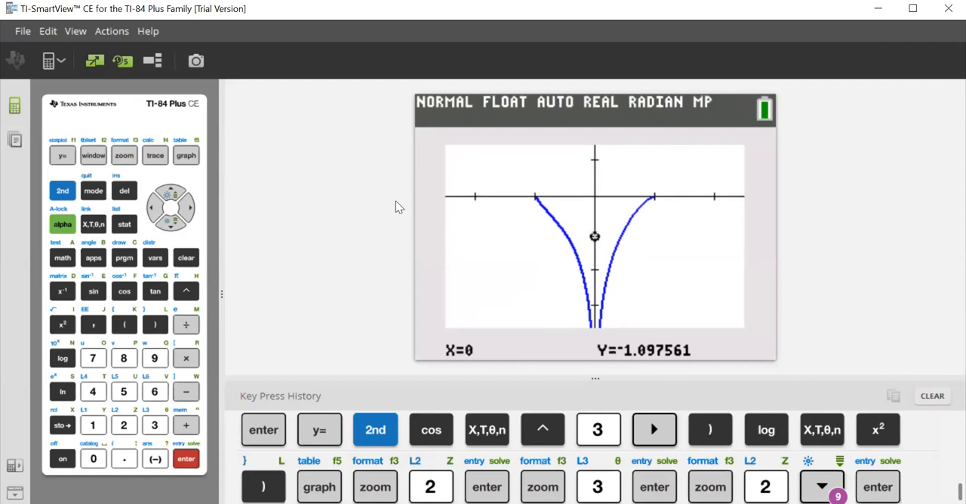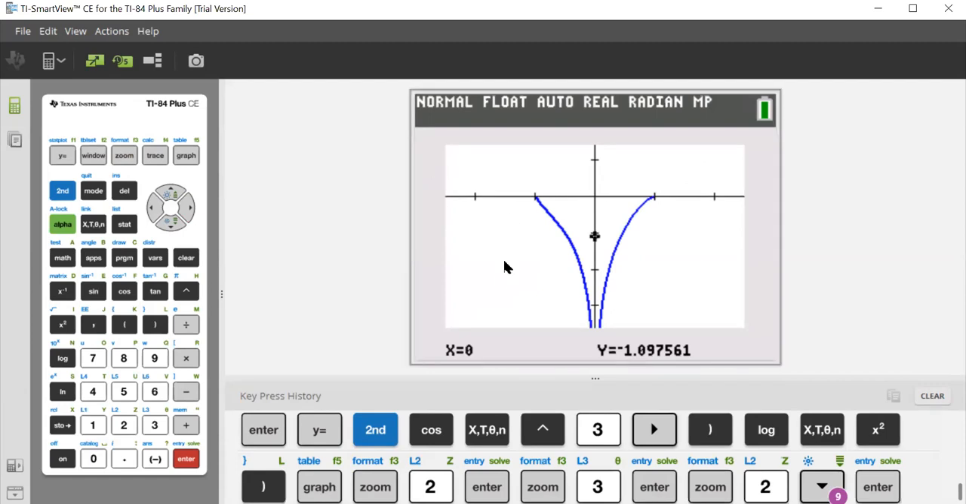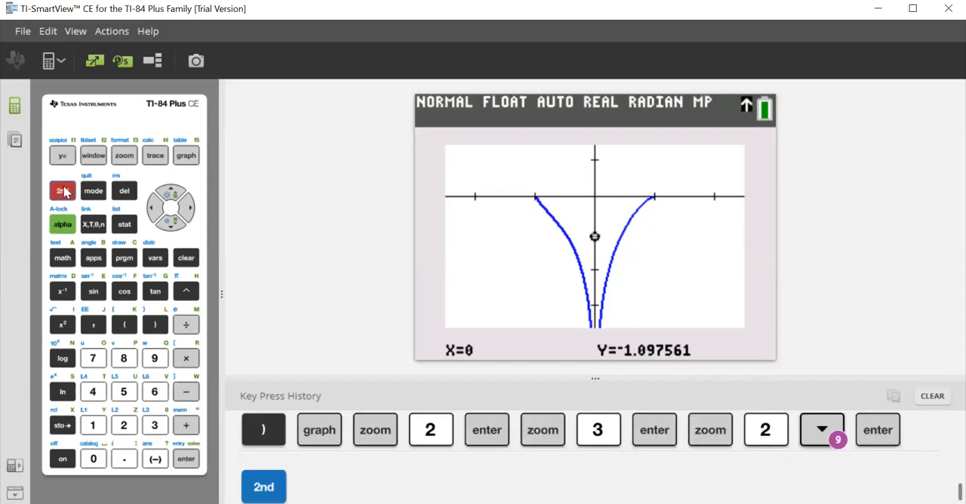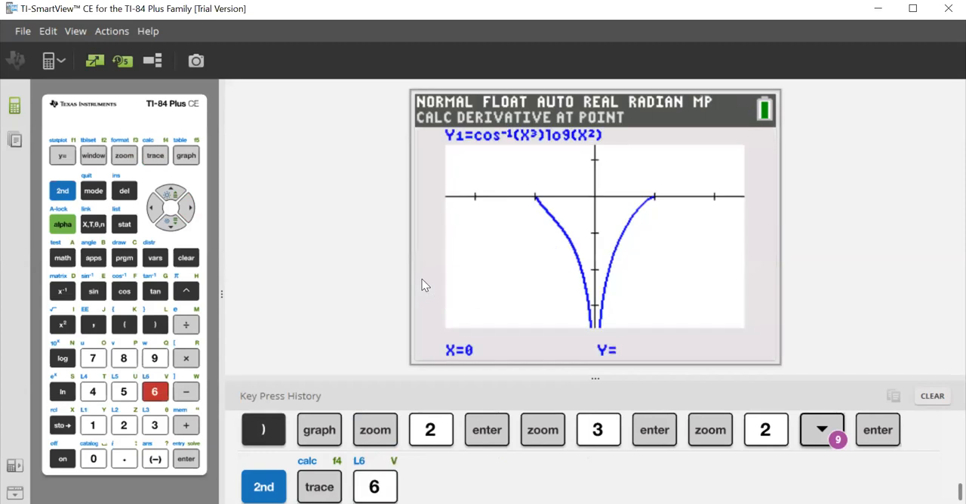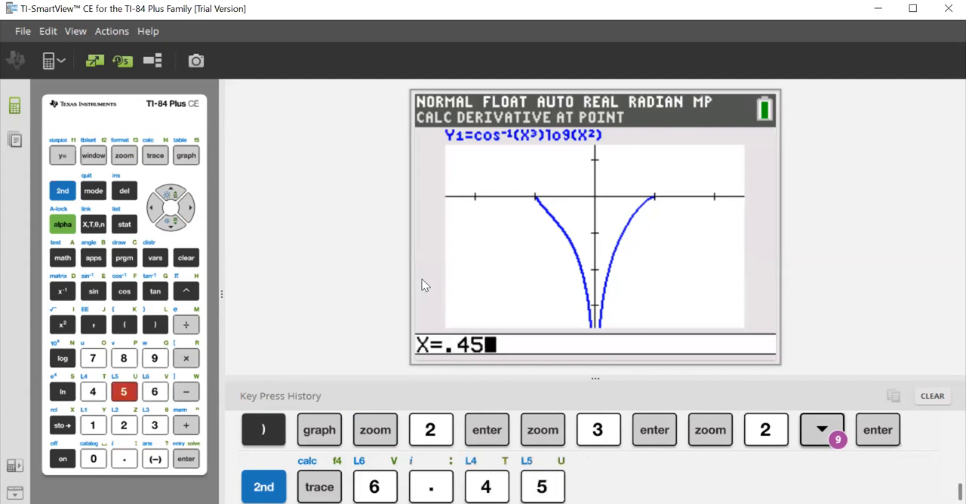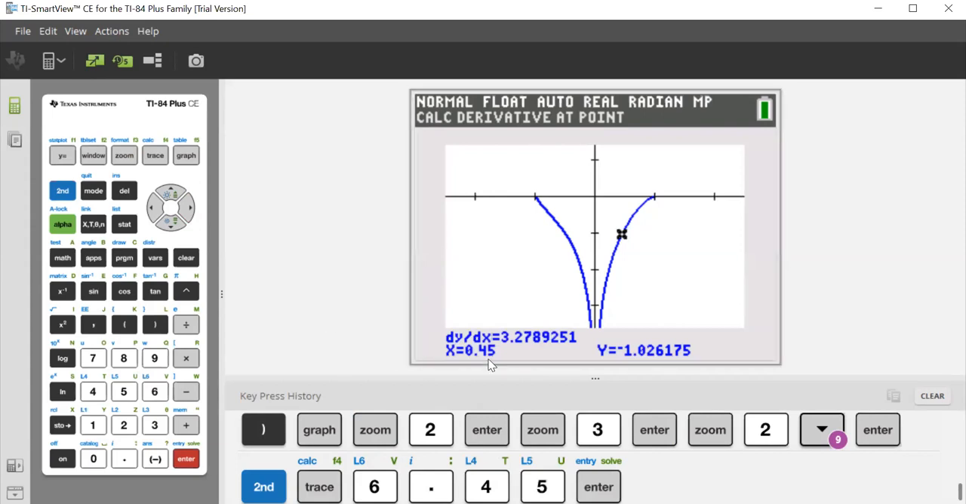All right. If you want to calculate the derivative of this function at x equals 0.45, it's very easy. You're going to go second, then click the trace button, and go down to option 6, which is dy dx. You can also just hit 6. It just goes back to the graph. It doesn't actually do anything. It doesn't show you a window to input anything. All you do is type the number you want to evaluate it at, which I believe was 0.45, and hit enter. And it will tell you that dy dx at 0.45, the derivative, the slope of the tangent line, is 3.2789251.